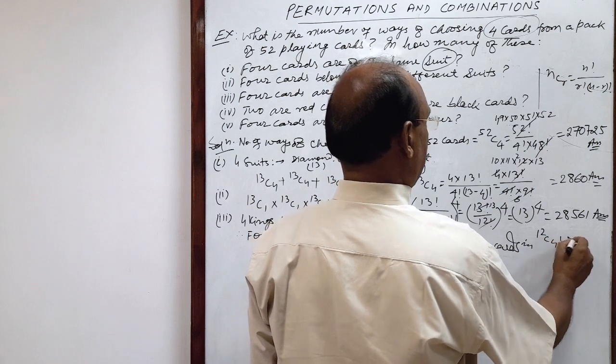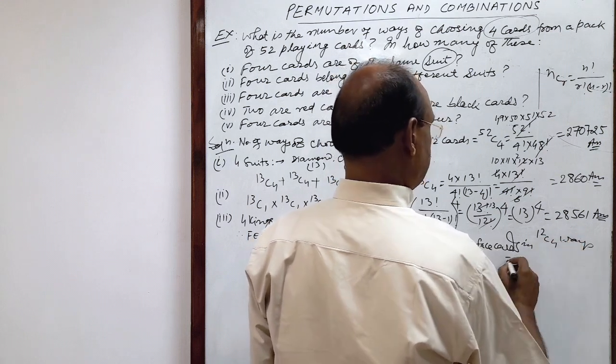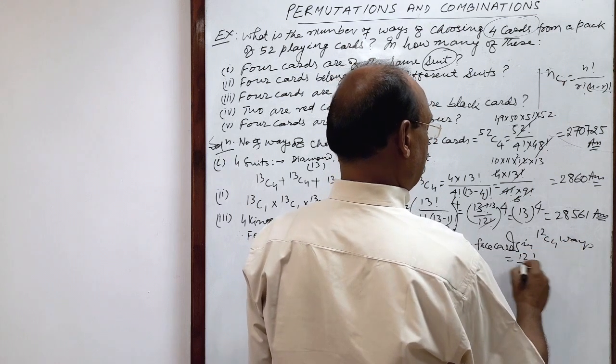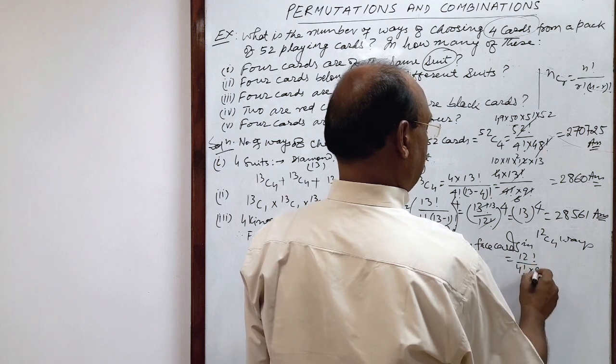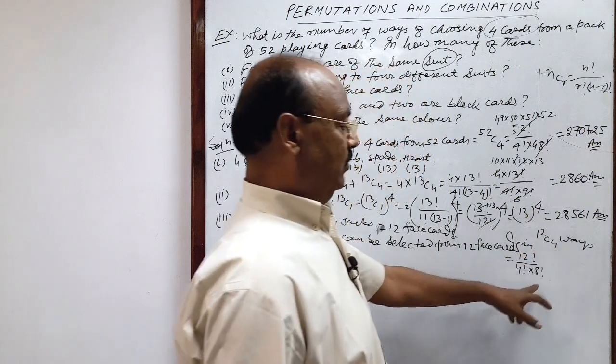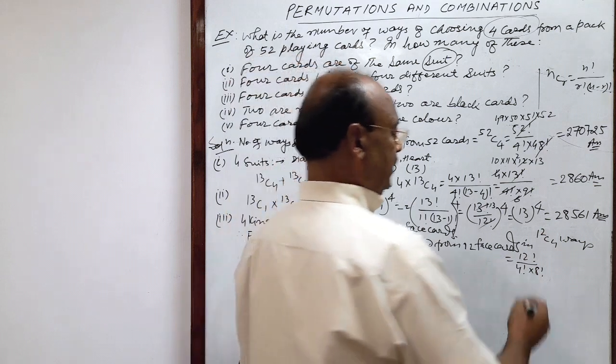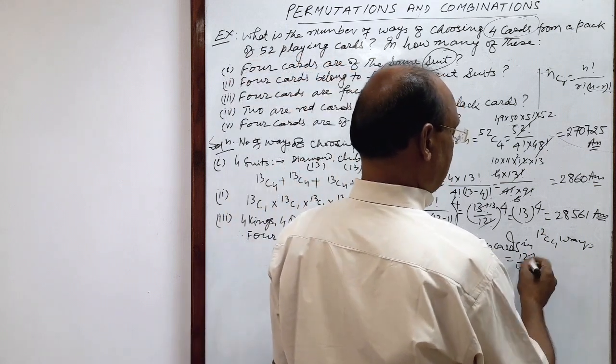12 C4 ways. And let us simplify. This is 12 factorial by 4 factorial into 8 factorial, since 12 minus 4 is 8 factorial. Simplify it. This will be cancelled out here.